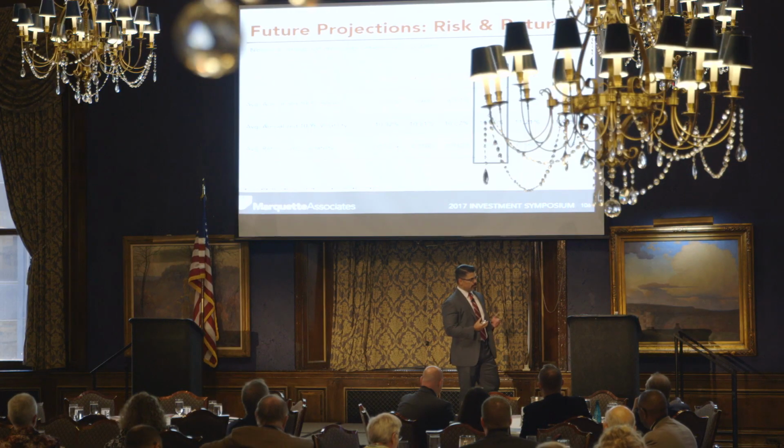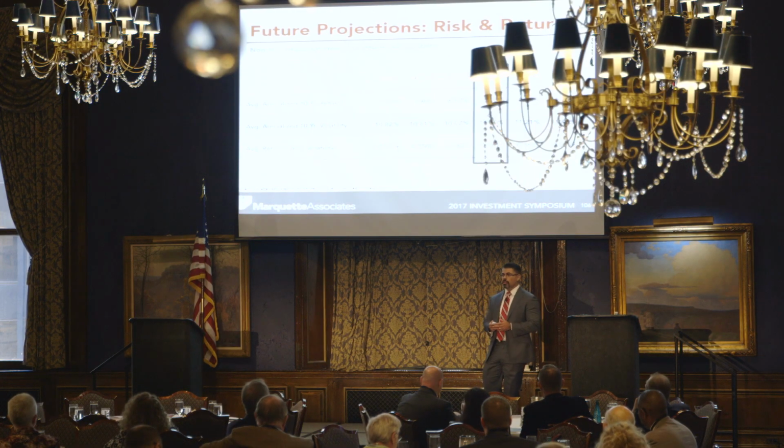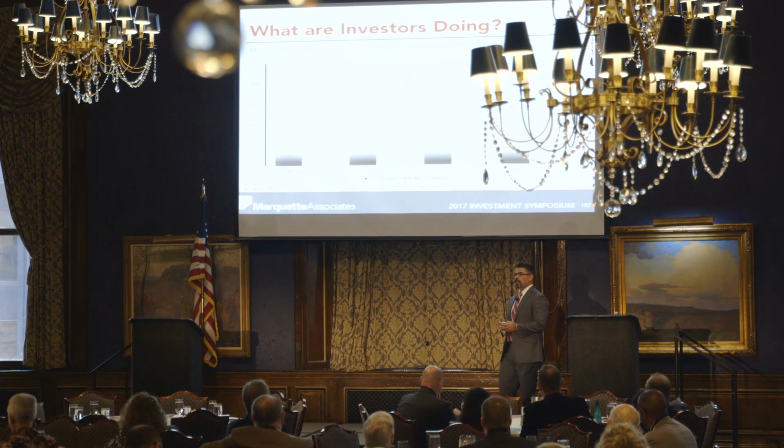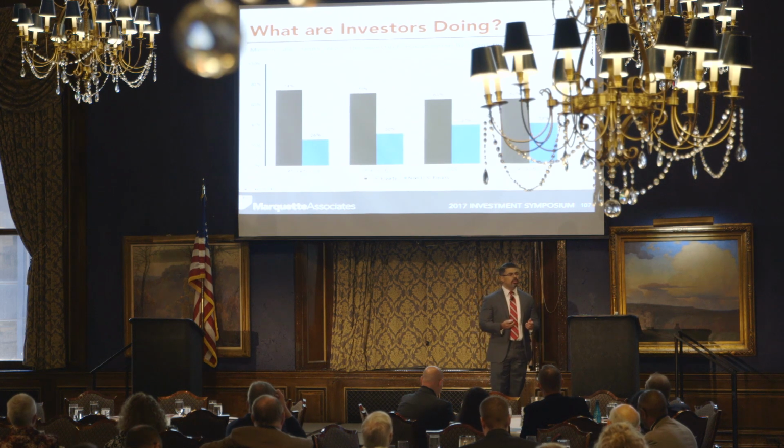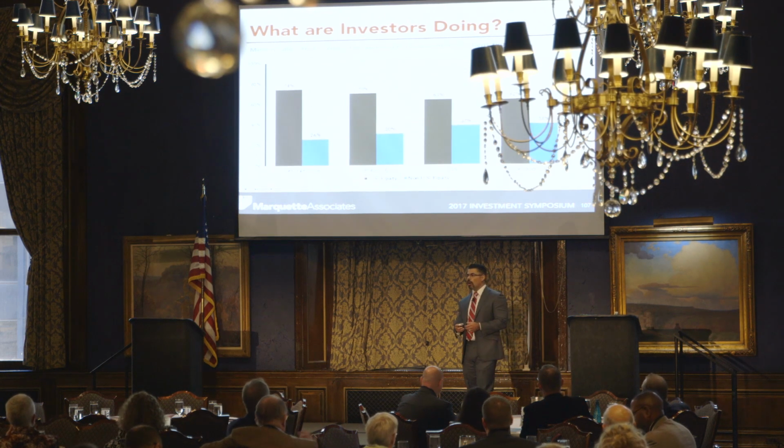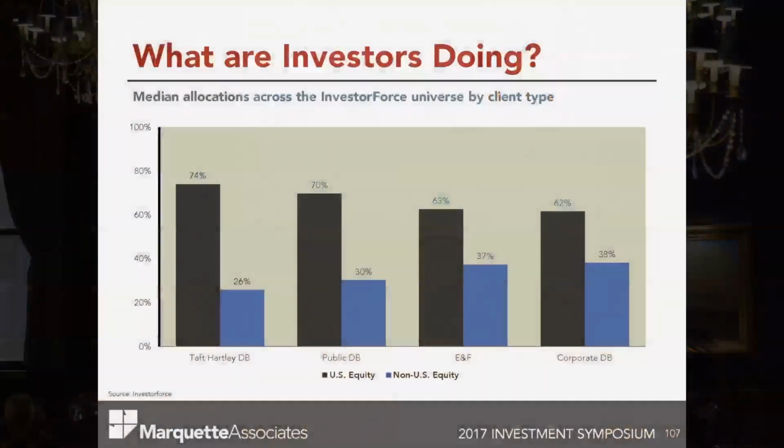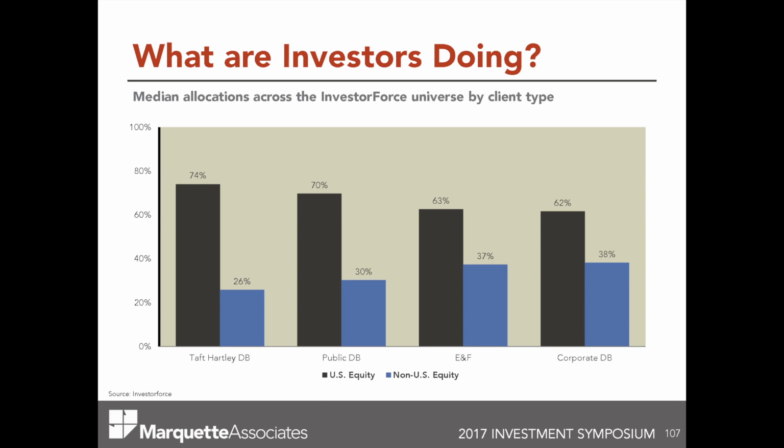Now, with that analysis behind us and with that recommendation, let's look at how institutional clients are currently invested. Here we're looking at Investor Force data, which compiles data from hundreds of institutional clients. We have 4 different client types. On the left-hand side, on the low end, we have 26% in international equities. And on the right-hand side, on the high end, we have 38% in international equities.